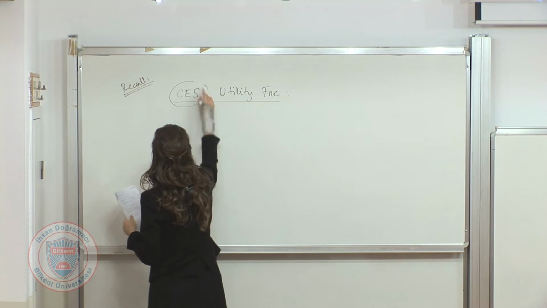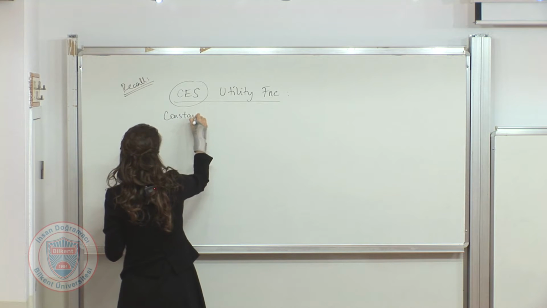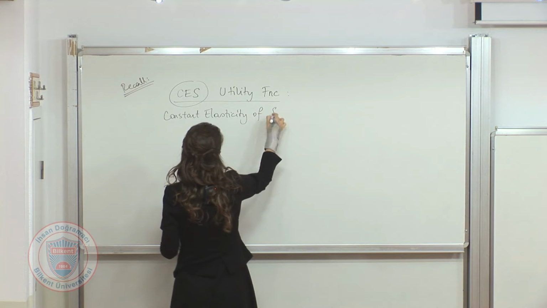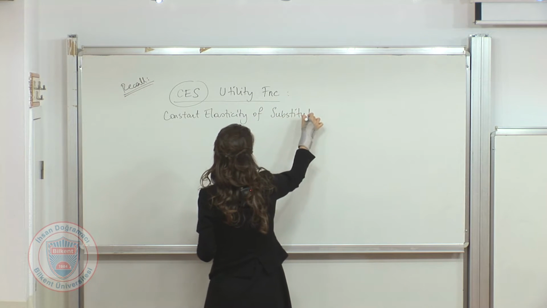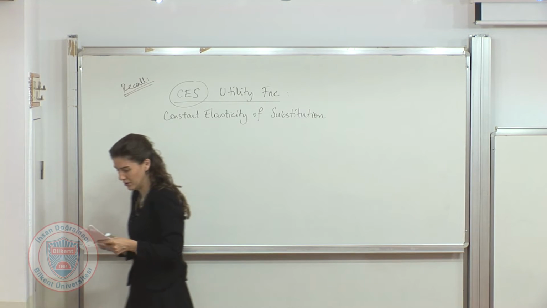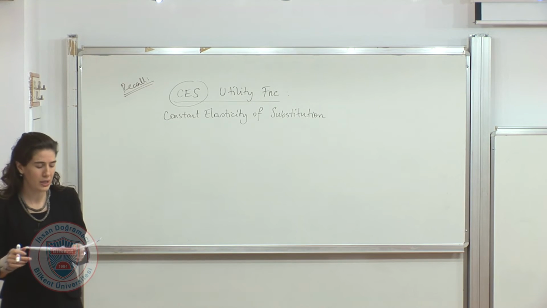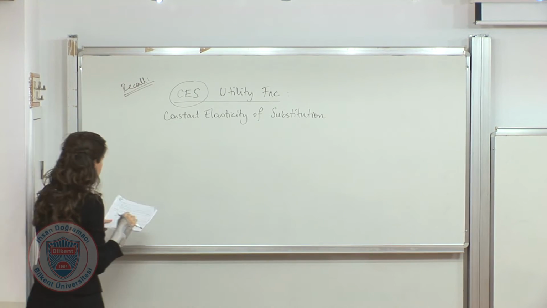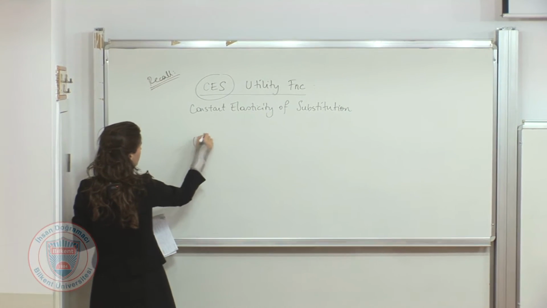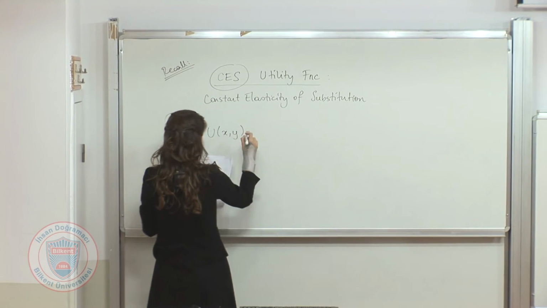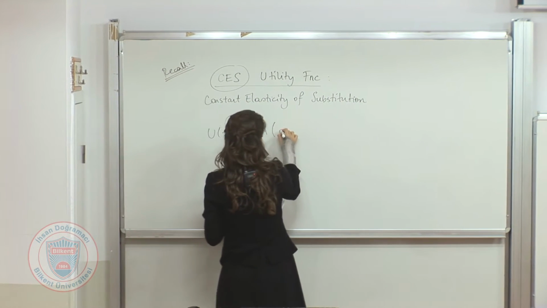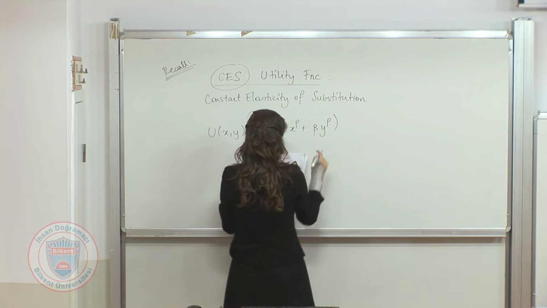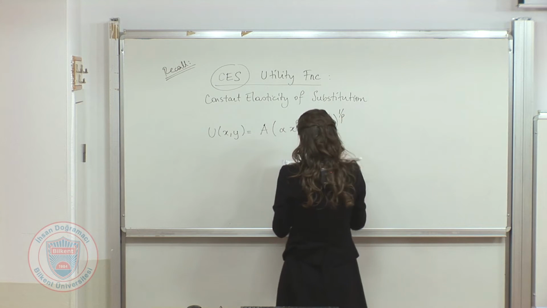CES means constant elasticity of substitution. We will come to what that means. But remember, it was a utility function with a form like this: alpha x to the power rho plus beta y to the power rho, all to the power 1 over rho.